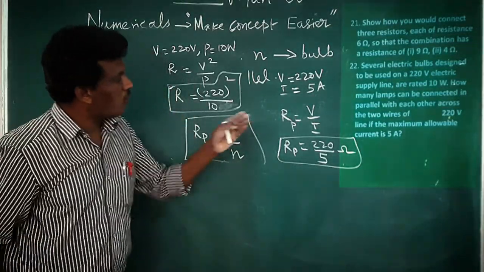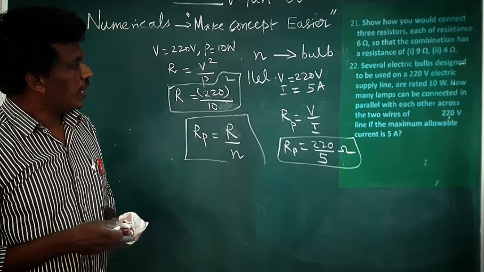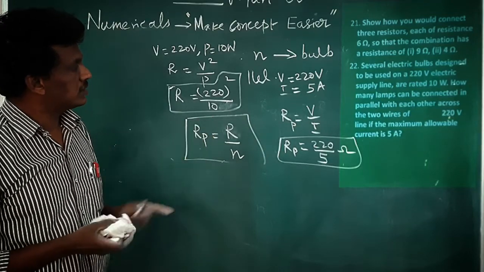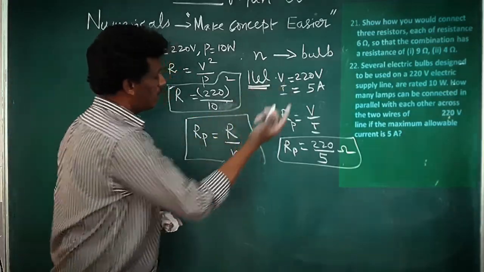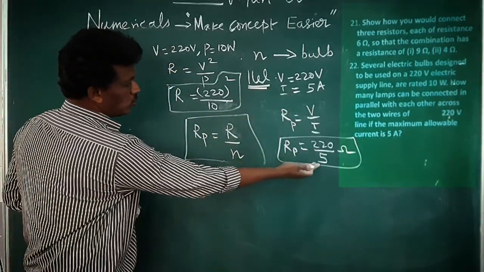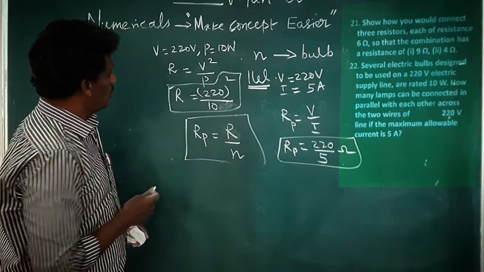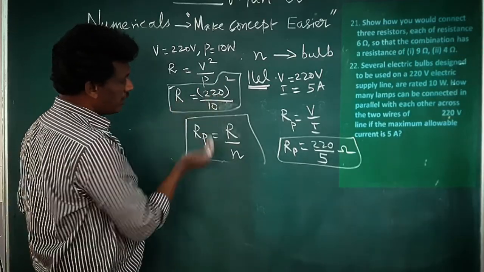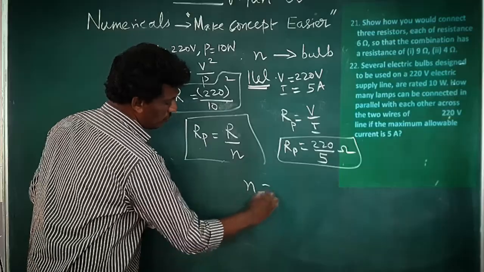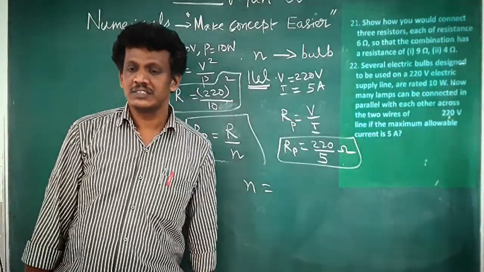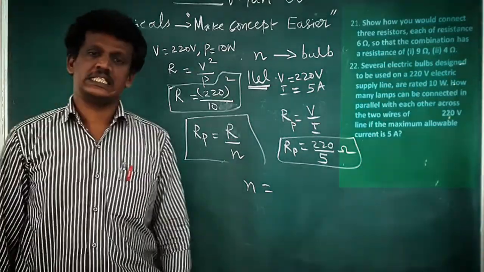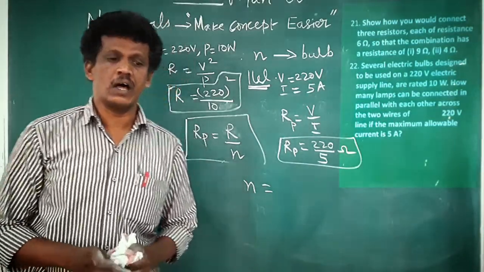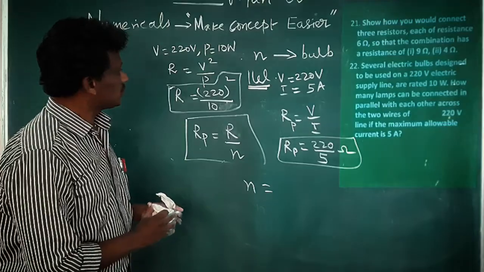How many bulbs are required? Okay. What is the question? See, how many lamps can be connected in parallel. That's all. What is RP? 220 by 5. What is R? 220 square by 10. Substitute. Find out the value of N. Okay, so I am expecting you are solving and sending the answer. Is it clear now? Yes.